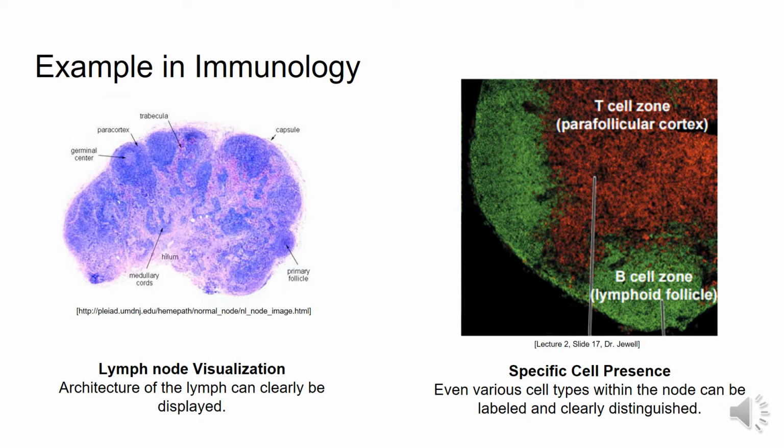So one example of histology in immunology is the visualization of the lymph node and cells within that structure. The picture on the left here shows an entire cross-section of a lymph node, including the capsule, follicles, the parafollicular cortex, and even some germinal centers. Cell-specific stains also allow us to distinguish between cell types so that we can tell where certain types of cells are localizing. The image on the right, which we also saw in Lecture 2, shows the distinct localization of B cells in follicles, while T cells localize to the parafollicular cortex.